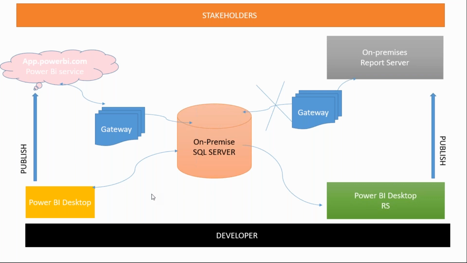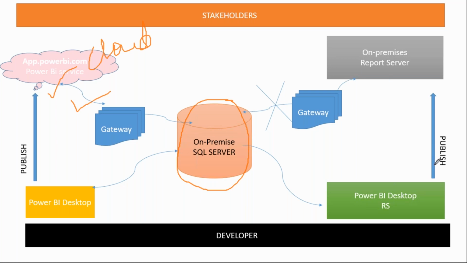Is the gateway symbol mentioned on the right side incorrect? This one? No, try to understand. We are publishing our report in the cloud, Power BI Service. But where is your data? Your data is in a local system. That's why you need to have a gateway.